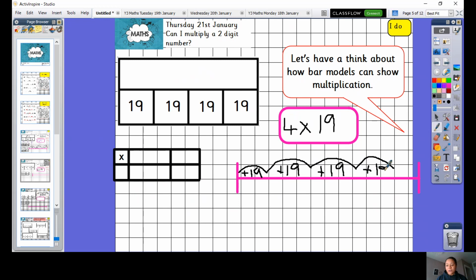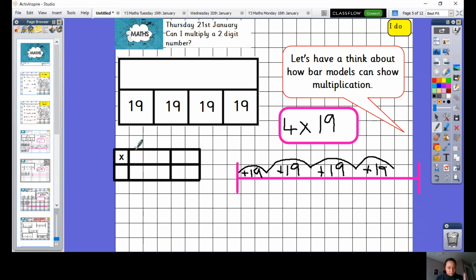So if you ever see it on a number line like this, you can be thinking, well, if I sit here all day and add 19, add 19, add 19, add 19, it will take a long time. Or I could think, well, they are all the same number, so it's 4 lots of the same number. So it's a multiplication. Okay, let's have a little look. I'm going to give this a go.